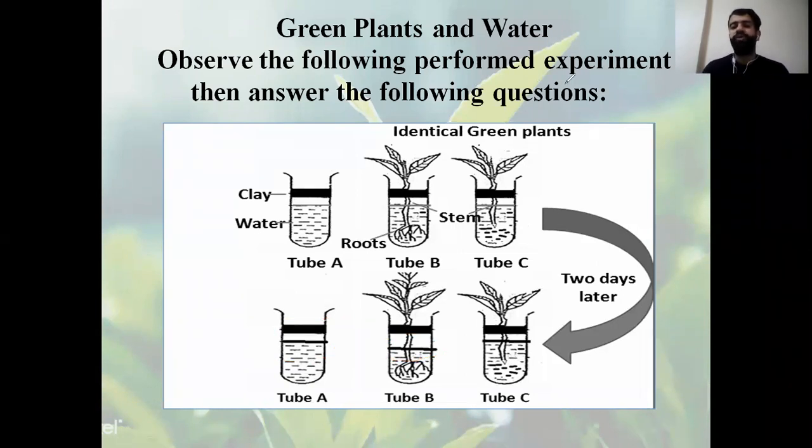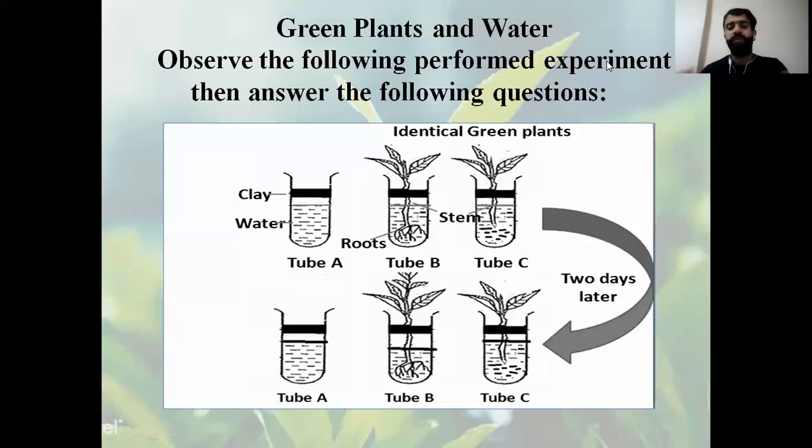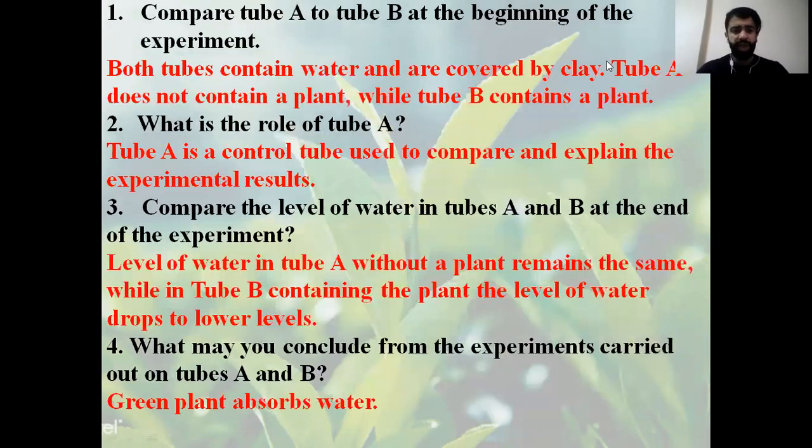Moving now to part 4, we said what may we conclude from the experiment carried out in tubes A and B. We conclude that when we have a plant, the level of water decreases. With no plant, the level of water remains the same. So what can we conclude? We can conclude that the green plants absorb water.